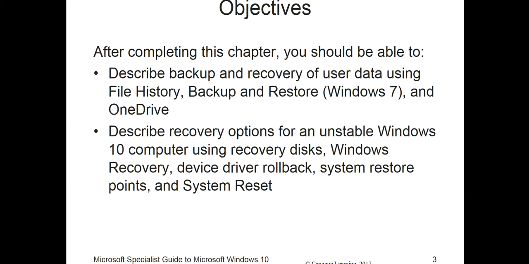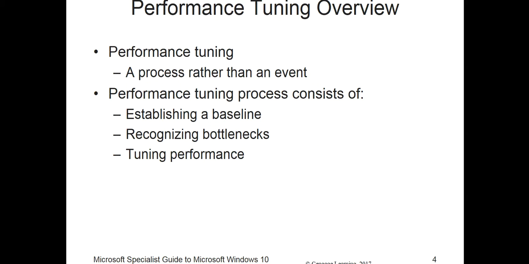Describe recovery options for an unstable Windows 10 computer using recovery disks, Windows recovery, device driver rollback, system restore points, and system reset. And when it comes to performance tuning, it's a process rather than an event. The performance tuning process consists of establishing a baseline, recognizing the bottlenecks that exist, and then tuning that performance.